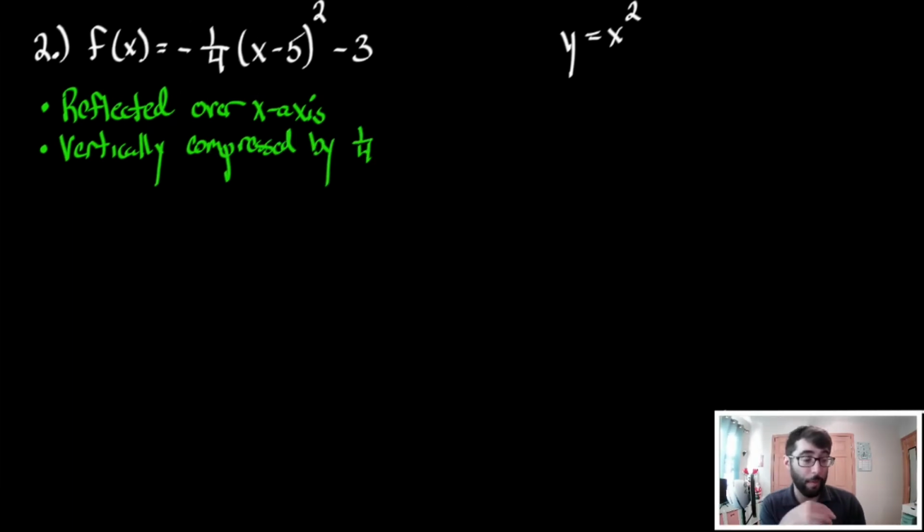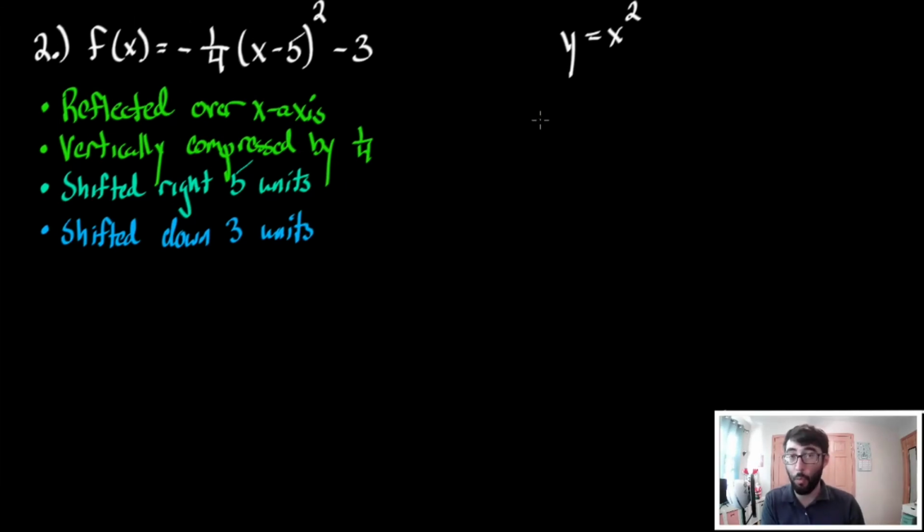Now, with that out of the way, the next thing I notice is that there's a -5 inside the squared binomial. Remember, when we're subtracting inside the squared binomial, that actually means we're shifting to the right. So we are going to be shifting to the right 5 units. And the last transformation is coming from the -3 outside. Remember, minus or plus outside the squared binomial is shifting us vertically. And if we're subtracting outside the squared binomial, that actually means we're moving down. So we're going to be moving down 3 units.